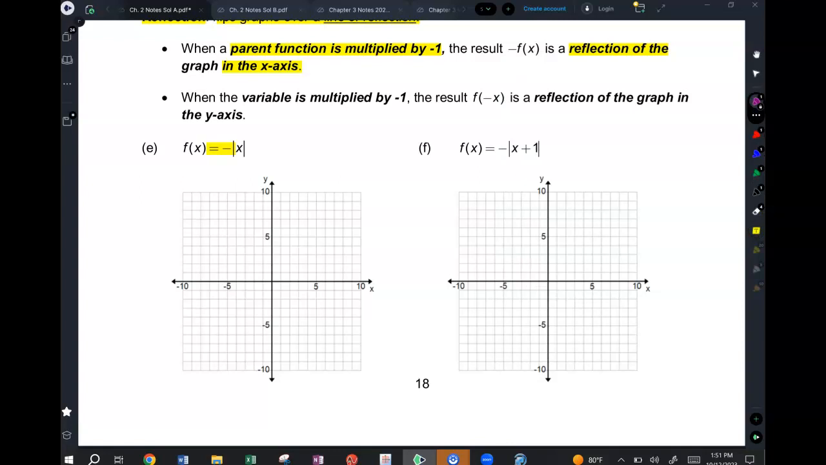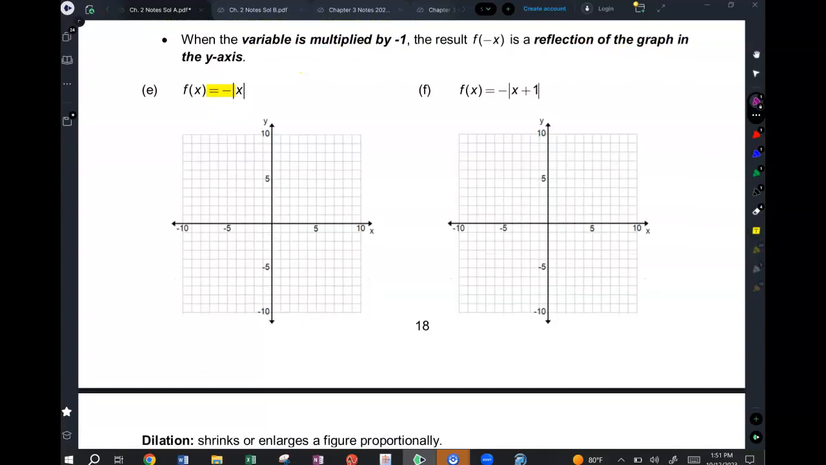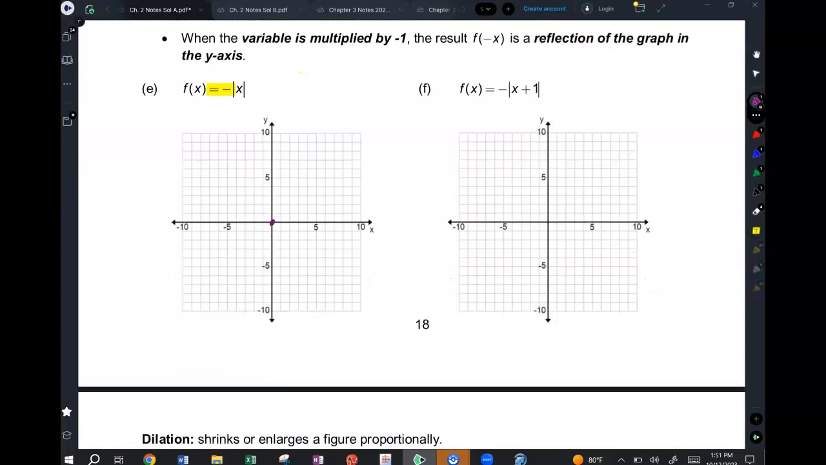Now, is the graph going to move anywhere here? Does it move left, right, up, down? No. It does not. So the vertex is here. But because there is a negative, slope is negative 1. So I go down 1 over 1, down 1 over 1, and it looks like this. Okay?